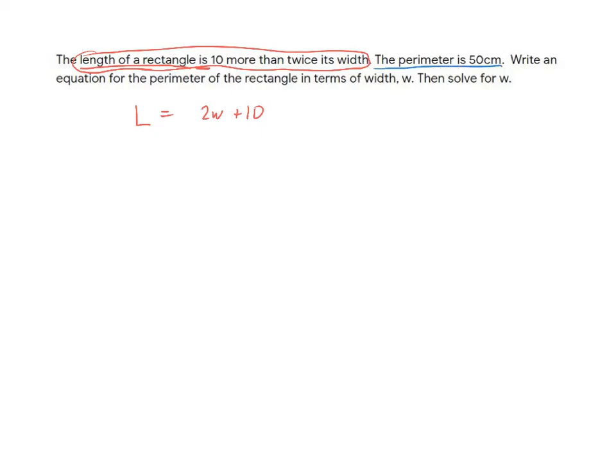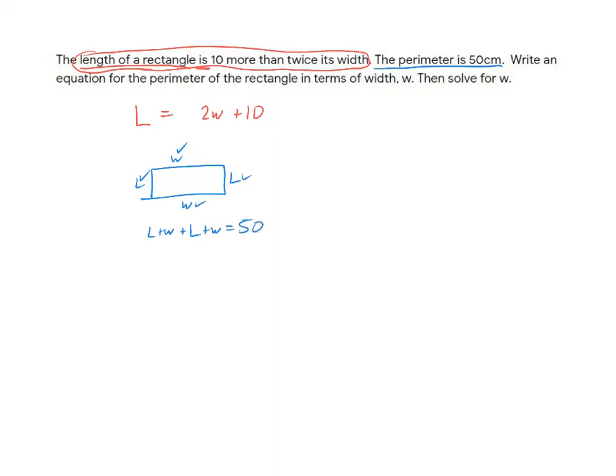So hopefully you know how to get the perimeter of a rectangle with length and width. You add all the sides together, right? We go length, that's this guy, plus width, that's that guy, plus another length, that's that guy, and then plus another width, that's that guy. So I add all those together, and I should get 50.